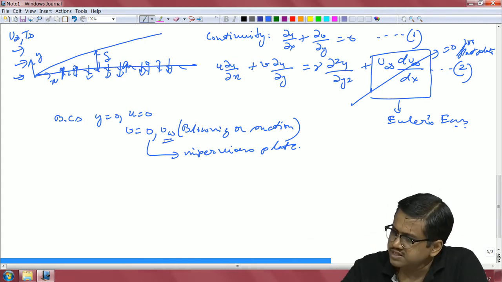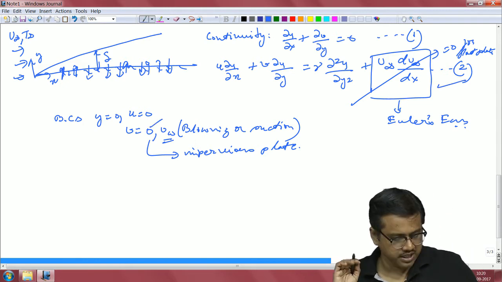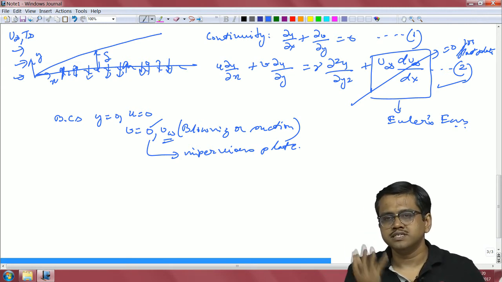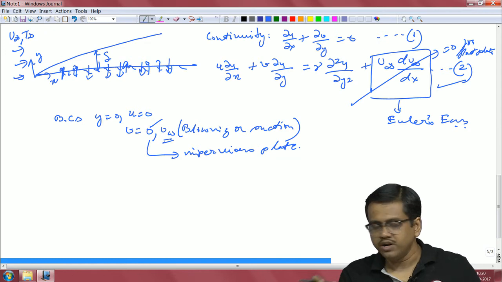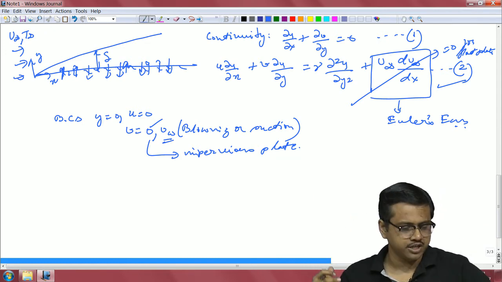But most of these terms are 0, as I said this is 0, this is also equal to 0. But there are special conditions, as I said, that in some cases there can be a flow, that is suction or blowing, or the flow outside the boundary layer may actually vary.